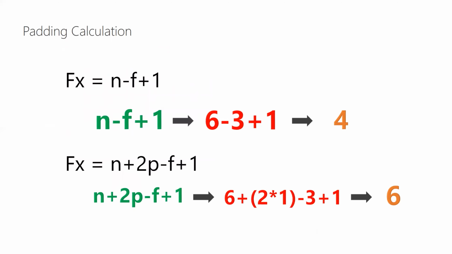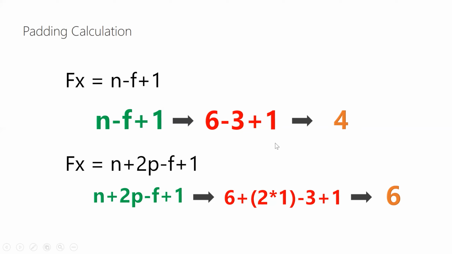Now we'll see what calculation we will be doing in the normal vertical edges calculation versus the padding calculation. In the normal calculation we saw that n will be our input layer matrix size, f will be the vertical filter size, and one is the constant. As per our previous CNN vertical edges filter, we gave a 6 cross 6 input and got a 4 cross 4 output.